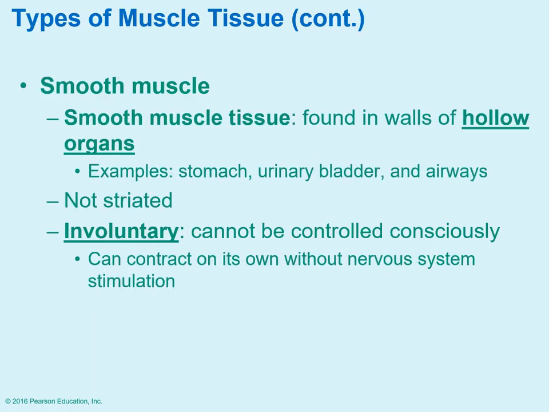And then your smooth muscle is also involuntary. However, it is not striated. Smooth muscle is found in the walls of hollow organs, so the walls of your stomach, walls of your bladder, your airways, your blood vessels, posterior digestive system, etc.